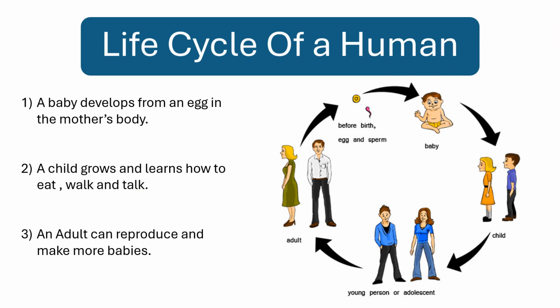Life cycle of a human. A baby develops from an egg in the mother's body. A child grows and learns how to eat, walk, and talk. An adult can reproduce and make more babies.